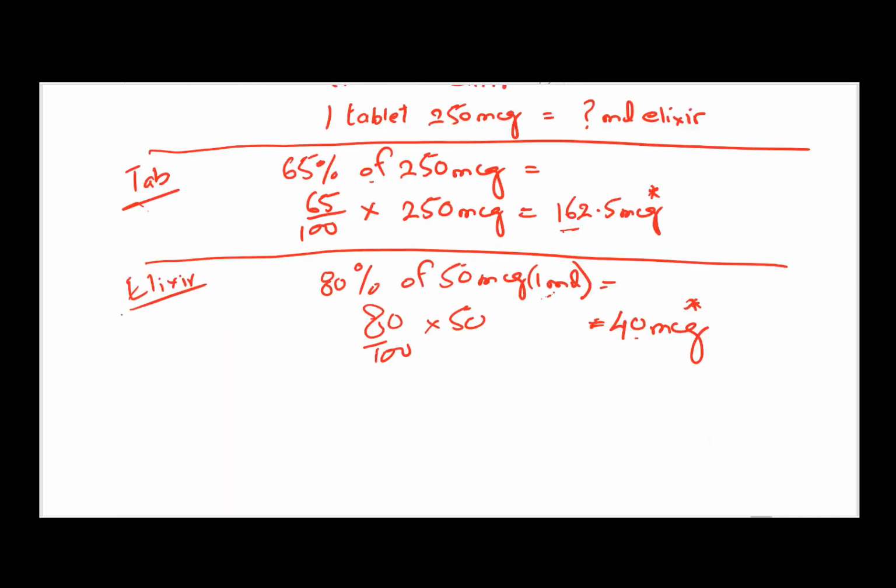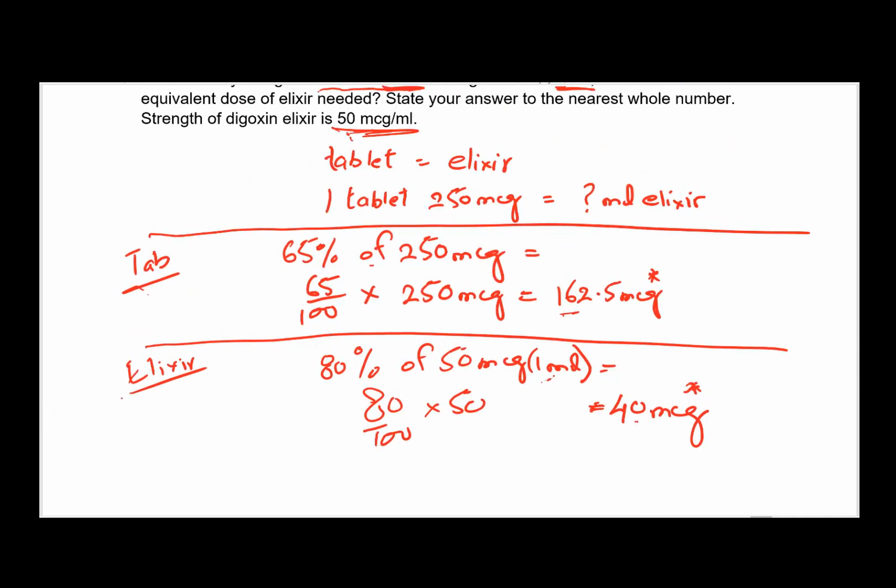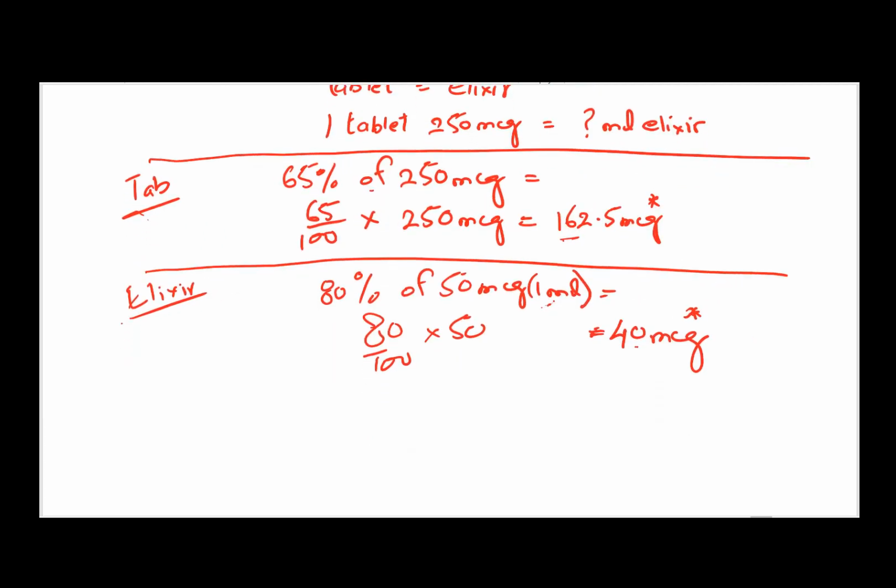First of all, we calculated for the tablet, 65% of 250 mcg tablet provides 162 mcg. Coming to the elixir, 80% is the bioavailability. Because the strength is 50 mcg per mil, that's why I took this here. So that means 80% of 50 mcg, i.e. 1 mil, will provide 40 mcg. So when the patient takes 1 milliliter of elixir, it provides 40 mcg. So everybody with me?